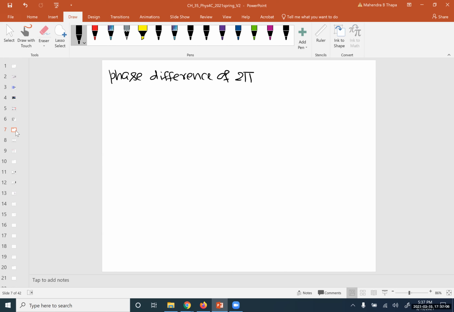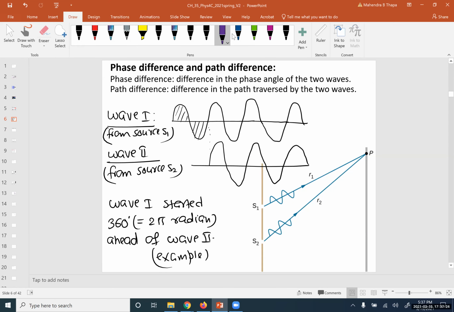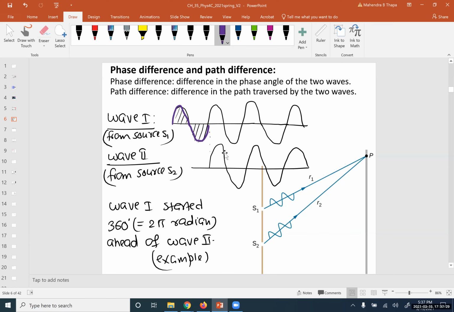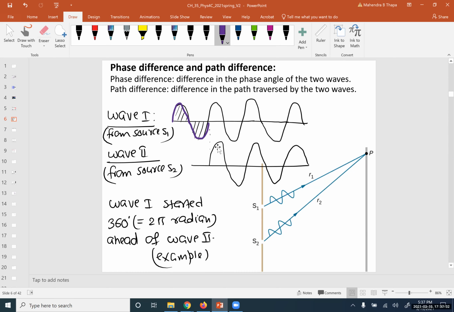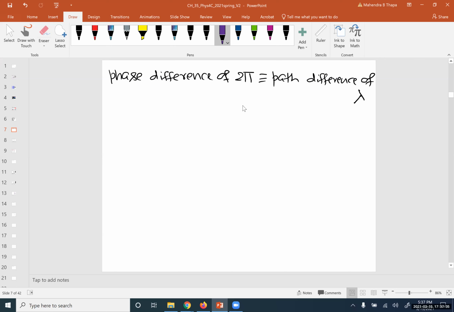Okay, 2 pi is equivalent to a path difference of one wavelength, this value lambda. Say for example, this is the value lambda because this completes one complete wave. So in terms of angle, it is ahead by 2 pi radian. In terms of length, it is ahead by a path difference of one wavelength, this value. Okay, so I just write here.